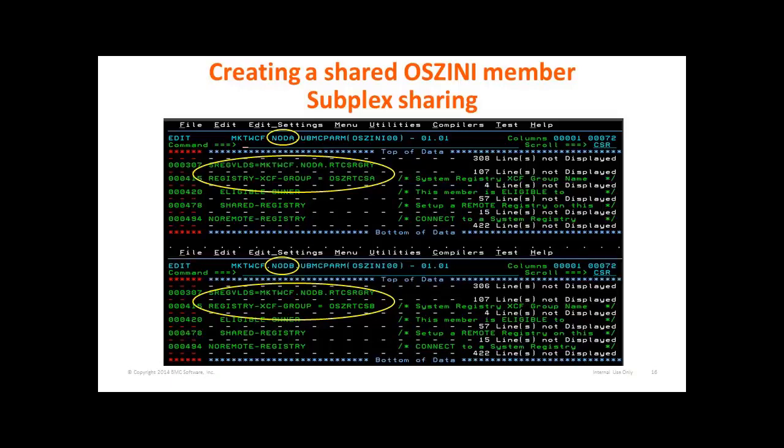When multiple subplexes exist in a Sysplex, it is critical that every LPAR at each subplex specifies the same RTCS subsystem system registry, and that they are isolated from each other by having different XCF groups. Each registry sharing group will have its own BMC PARM library in this case, so that it can have its own different OZI ANY 00 members.